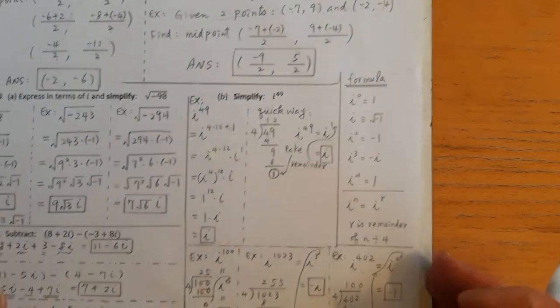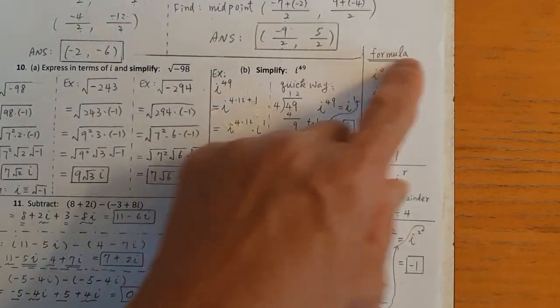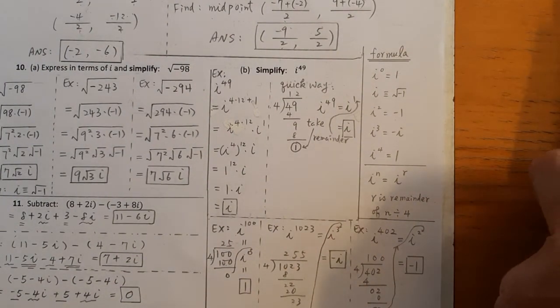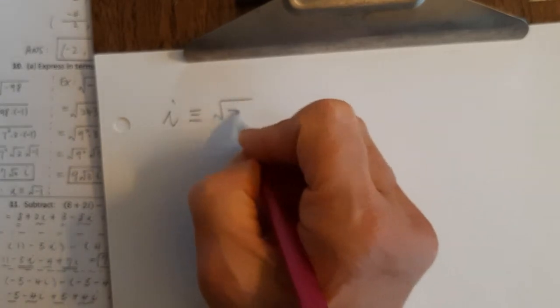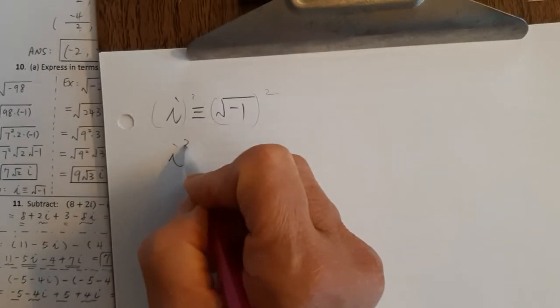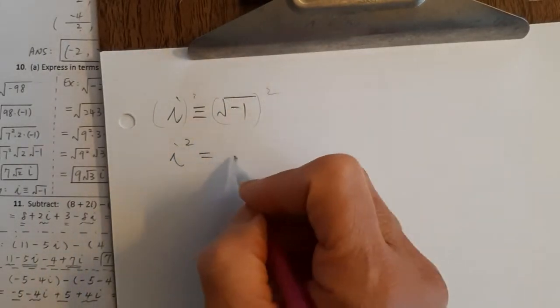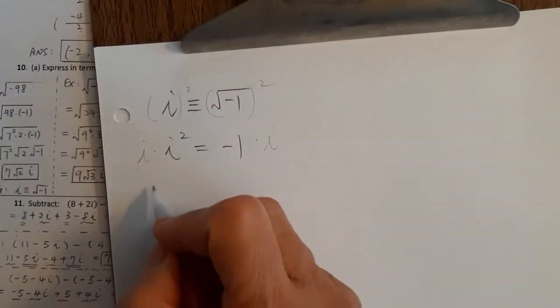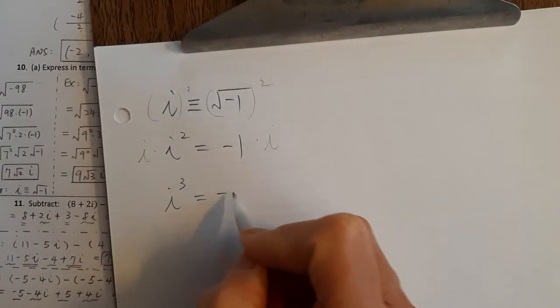So here, formula. First of all, we define I. I is defined equal to square root of -1. Then we square both sides. Get I squared equal, square and square root cancel each other. Get I squared equal -1. Then we times by I both sides. So get I cubed equal -I.